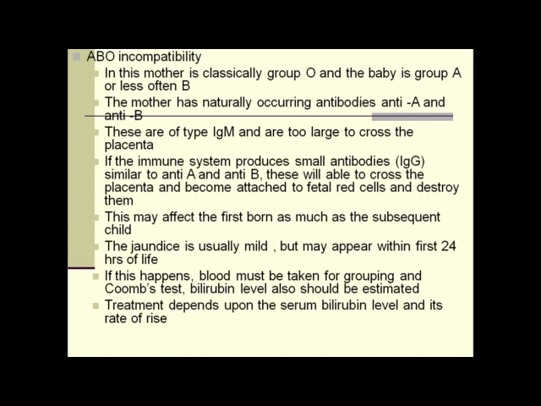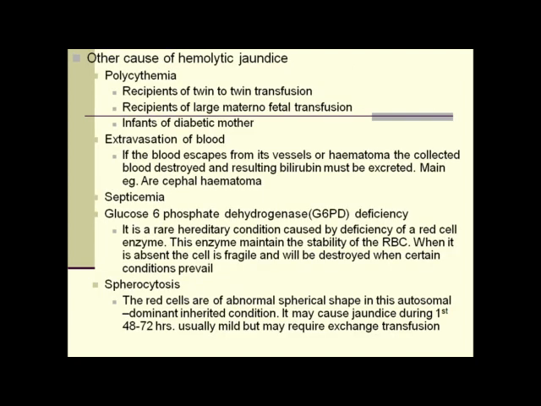Jaundice is usually mild but may appear within the first 24 hours of life. If this happens, blood must be taken for grouping and Coombs test, and the bilirubin level should also be estimated. Treatment depends upon the serum bilirubin level and its rate of rise. Other causes of hemolytic jaundice include polycythemia, extravasation of blood, septicemia, glucose-6-phosphate dehydrogenase deficiency, and spherocytosis.